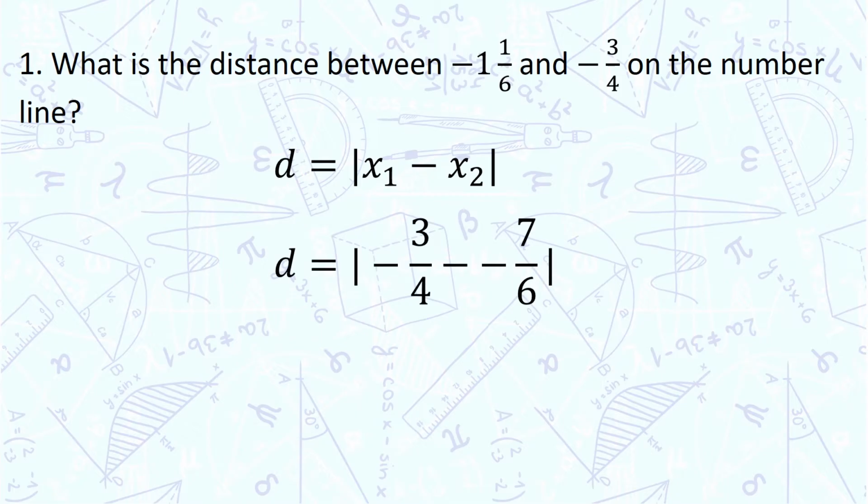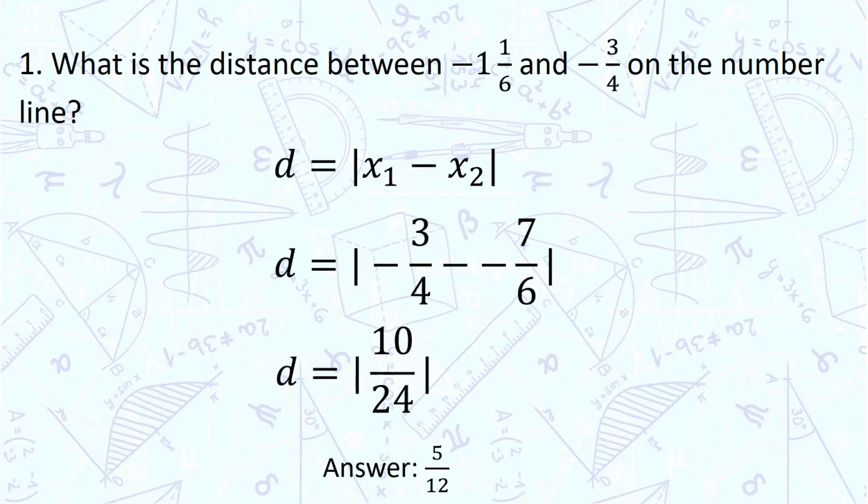We have the absolute value of -3/4 minus -7/6. -1 and 1/6 is changed to an improper fraction, -7/6. So we have -3/4 plus 7/6, that is equal to 10/24. Therefore, the final answer, 5/12.